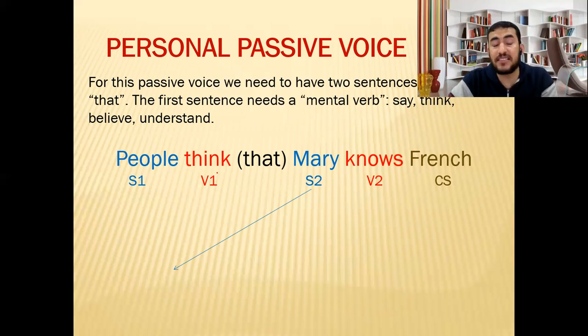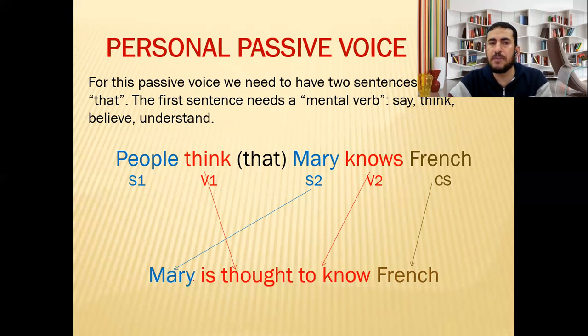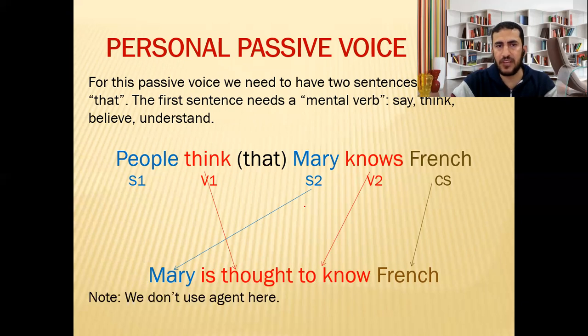Then we begin with verb 1, but in the passive form, think should be is thought. So is thought. After that, we put to plus the verb in the infinitive form. So it will be Mary is thought to know, not to knows, because to is followed by the infinitive. Mary is thought to know French. Okay, this is an example for personal passive. Here also we don't use the agent.